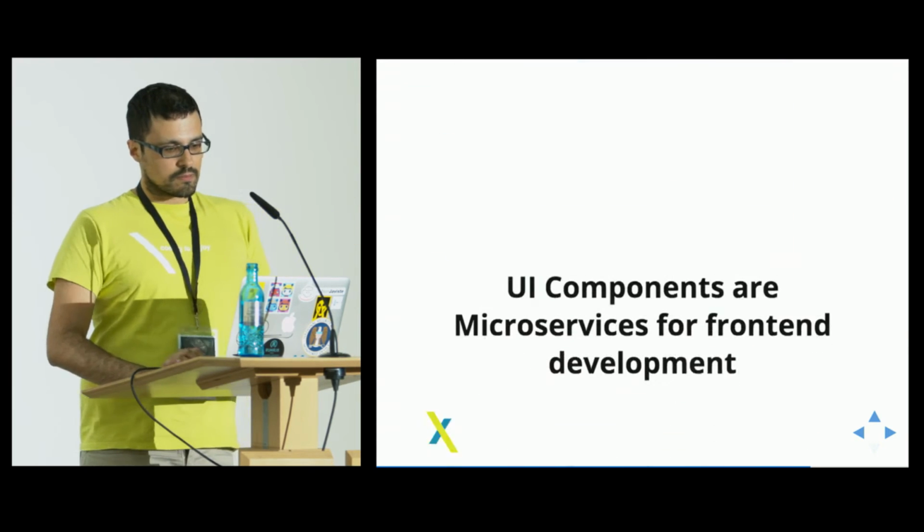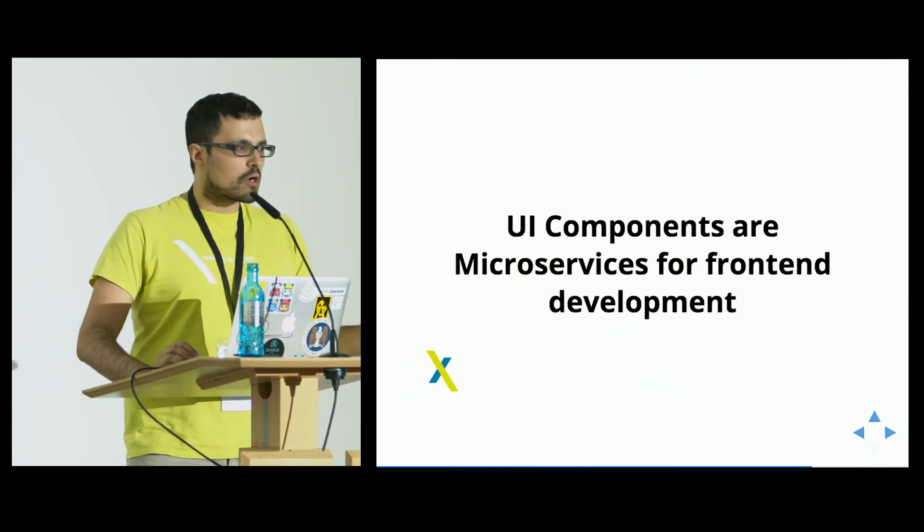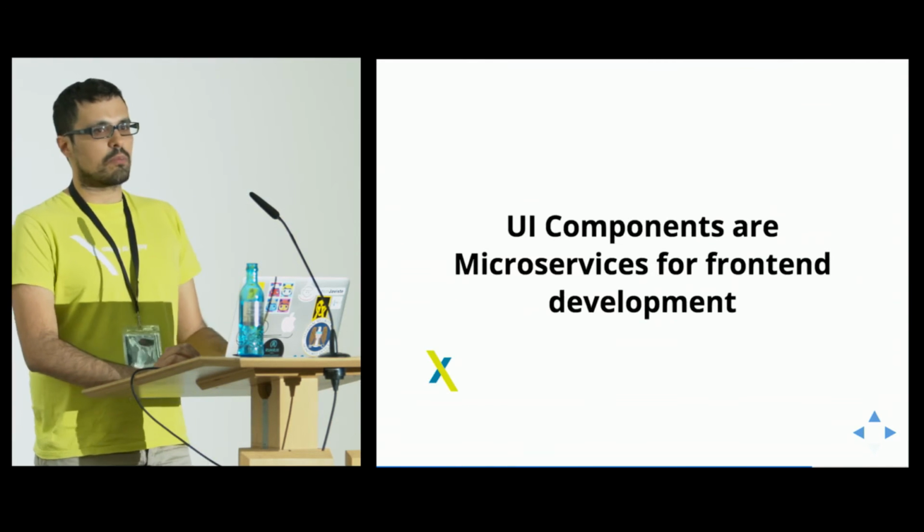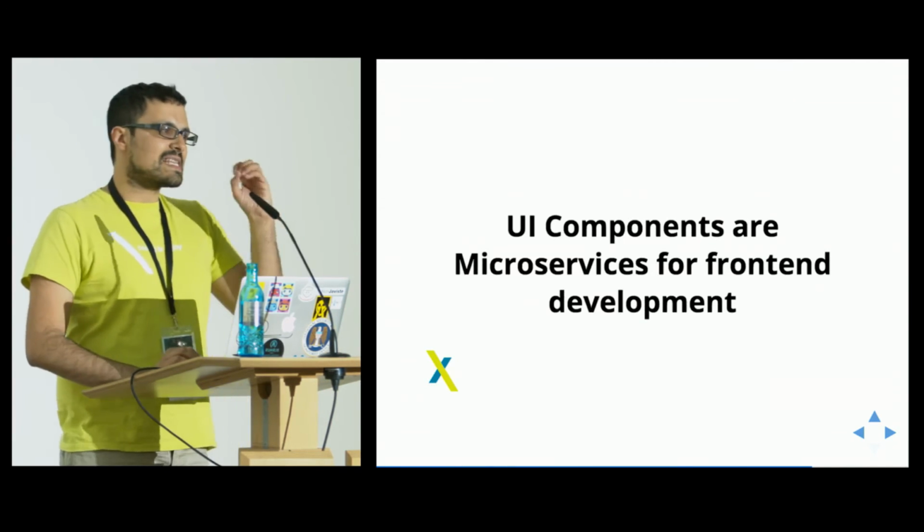In other words, UI components are microservices for front-end development. They use the exact same core concept: small pieces of code that talk through an API that forms a complex application. And microservices sometimes could be a good way to build a good sacrificial architecture in the back-end world. So let's try to apply the same concept to front-end development.